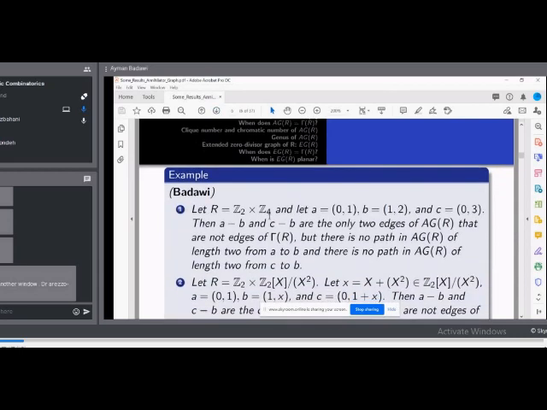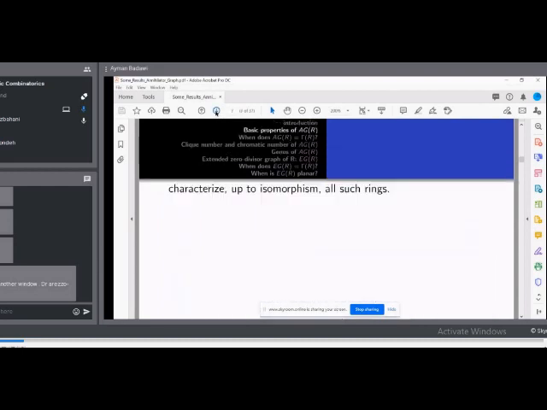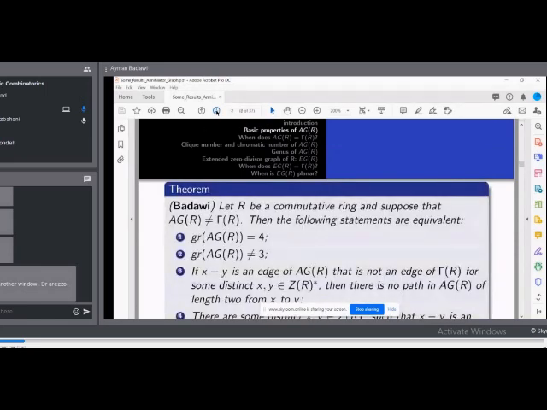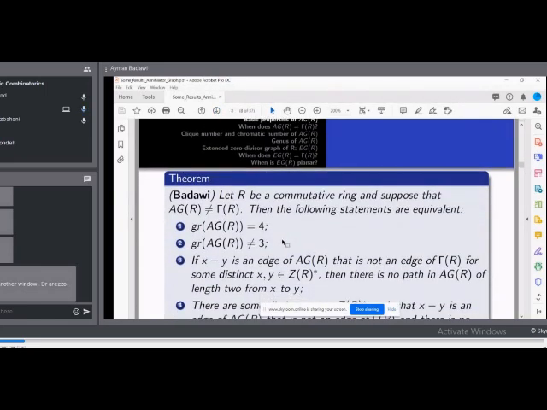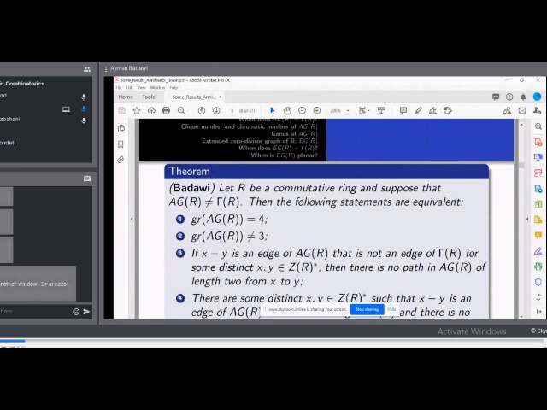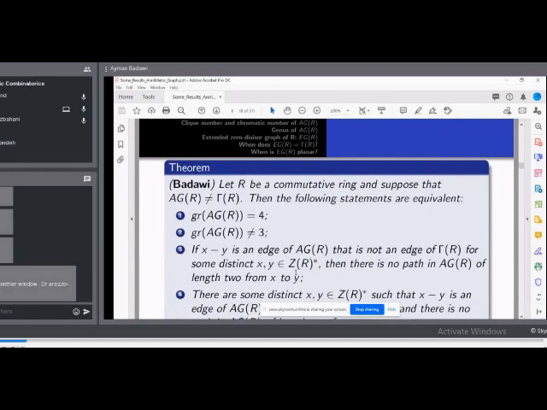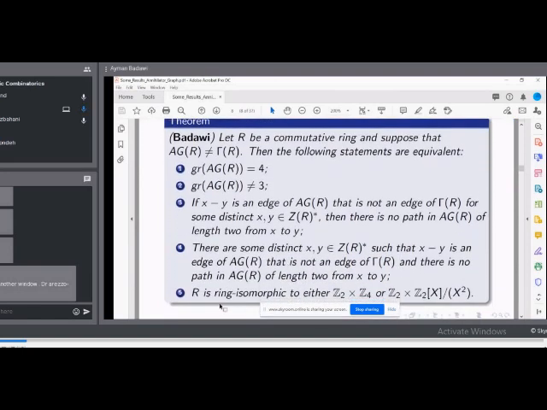And here are other examples I have. Okay, so here is the result. If you have a commutative ring and you assume the annihilator graph is not the zero-divisor graph, then we know something. Then we know the girth of the annihilator graph has to be 4. I mean, the following are equivalent. I go down to the number 5.